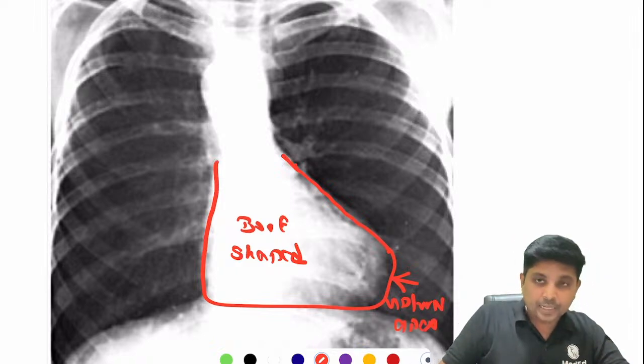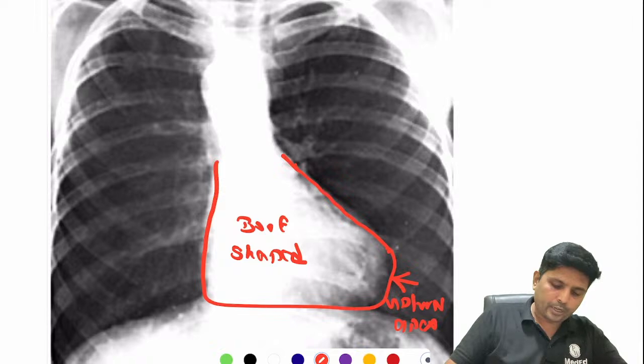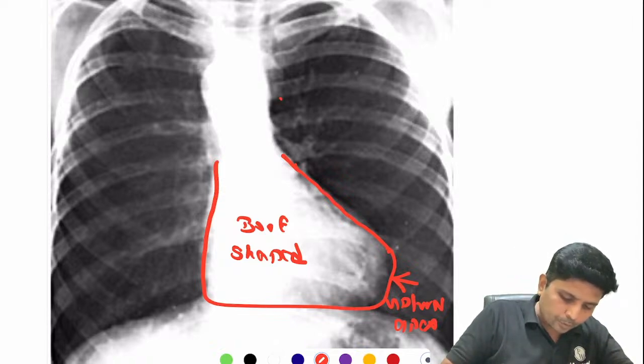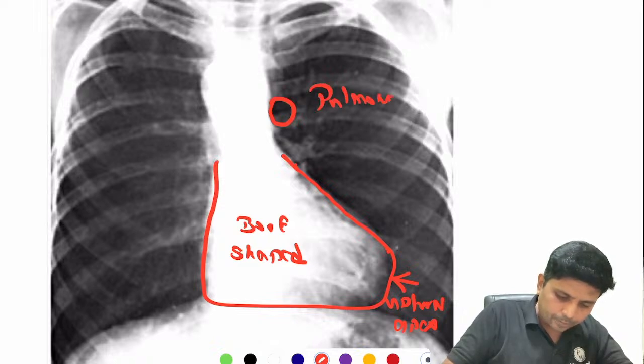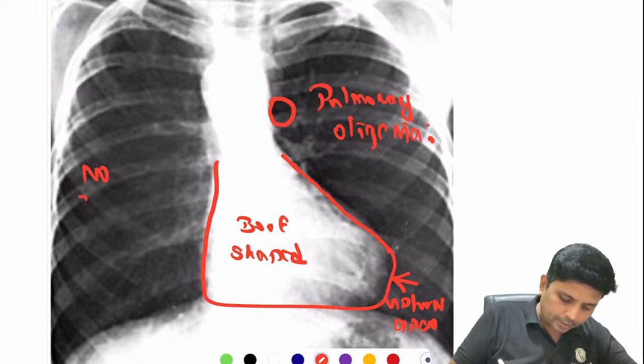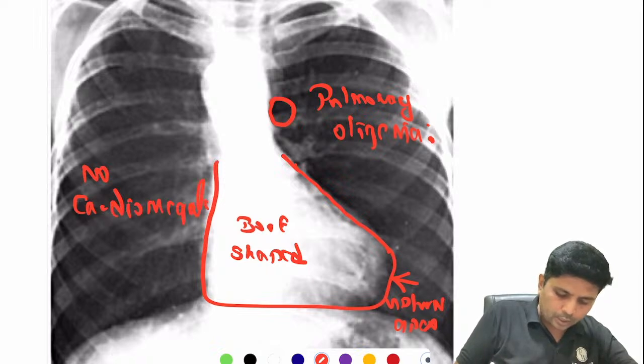That is your apex, which doesn't touch the diaphragm. Okay, right. Then look here, there are no pulmonary vessels, so you have pulmonary oligemia. Pulmonary oligemia. And finally, there is no heart size increase. No cardiomegaly.